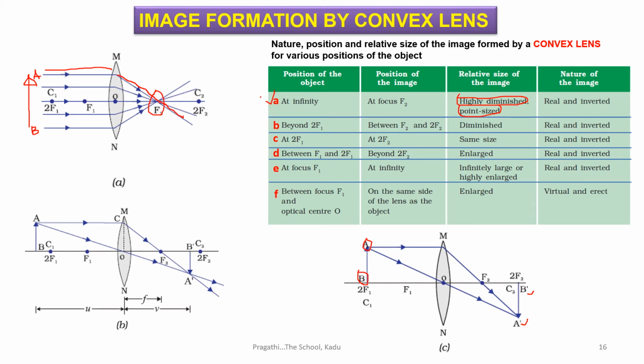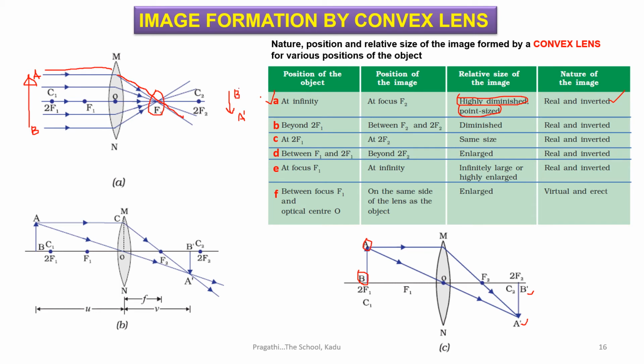And what is the nature of the image? It is real and inverted. Real means a dark line should come. It is inverted. How should it be represented? Always the arrow head side should be A dash, and this one is B dash.